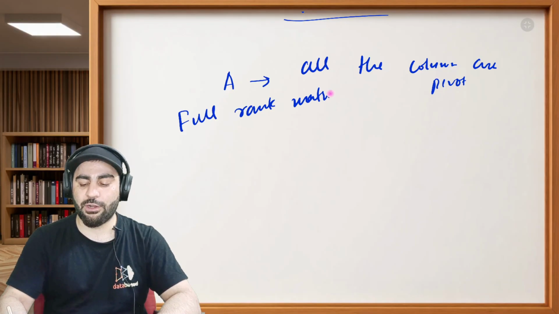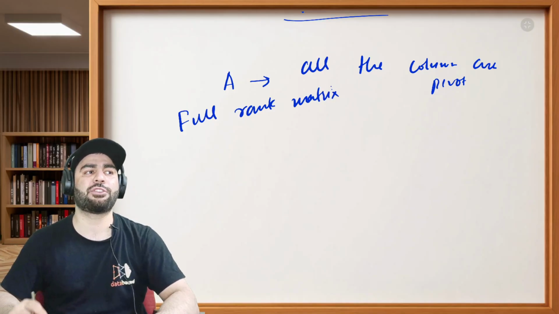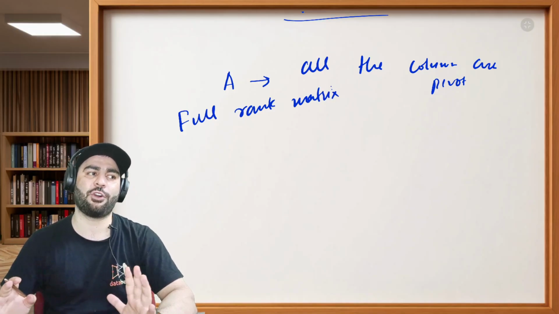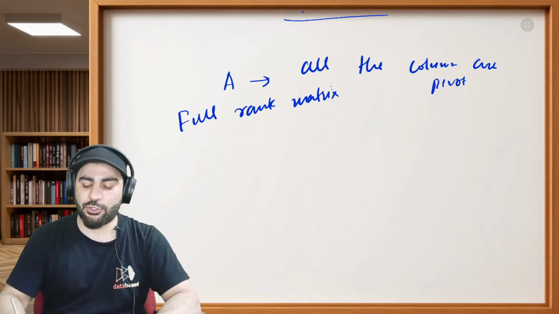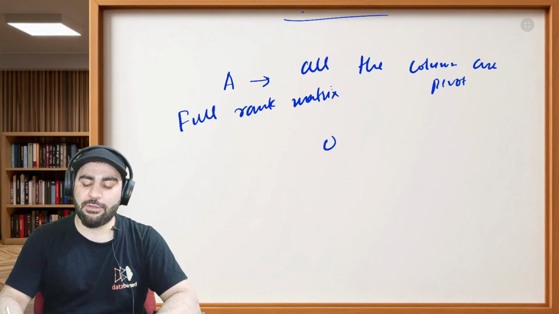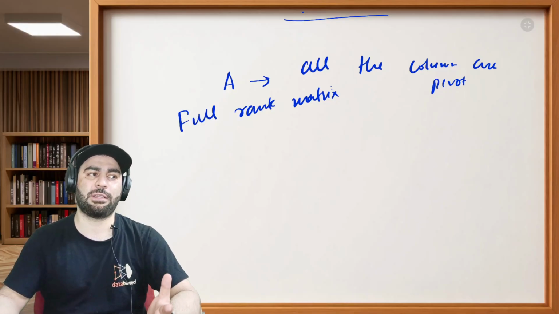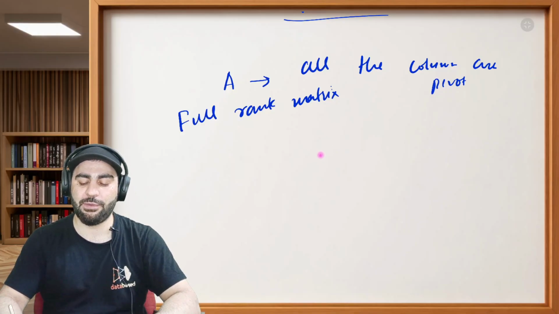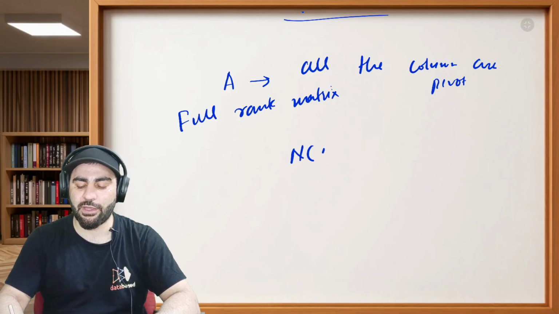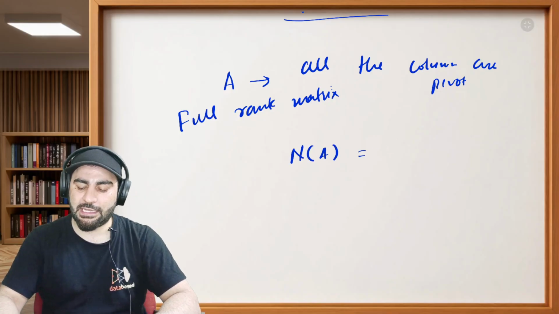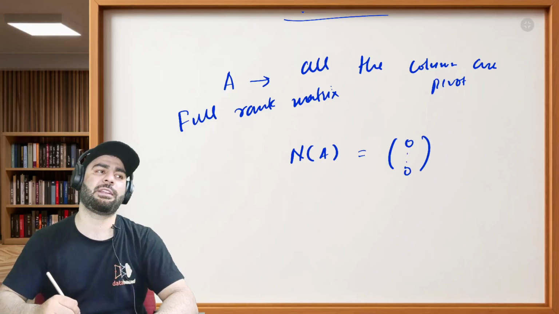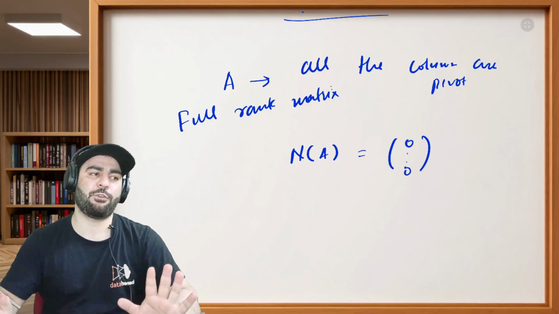What's the meaning of a full rank matrix? A full rank matrix basically means no column is dependent on another column. All the columns are independent. Once you have that, the nullity will be 0. Basically that means all the columns will be pivot columns. So in that case, the null space of A will have just one vector, the 0 vector. So you'll have the 0 vector in the null space, whereas it's a full rank matrix.